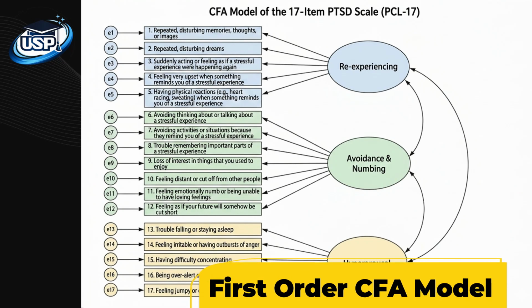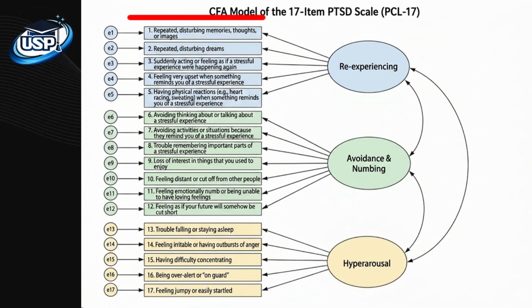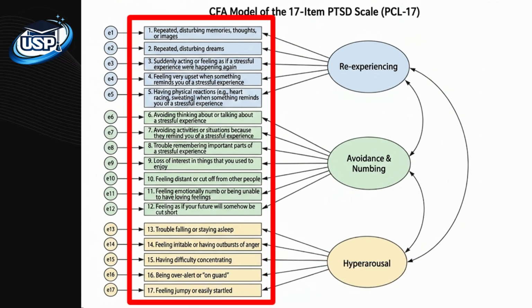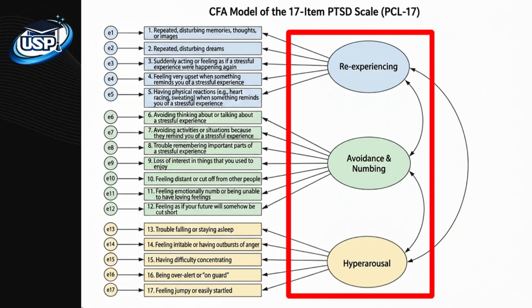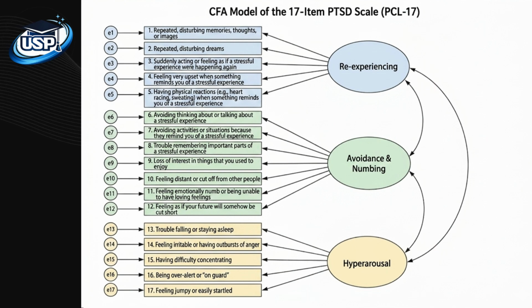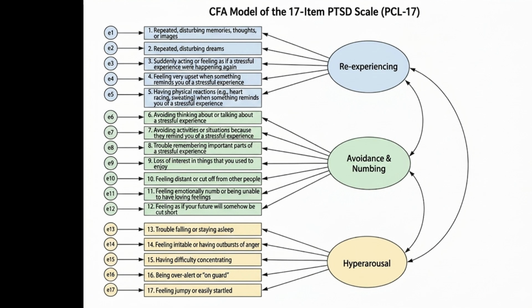For today, we'll be working on the 17-item PTSD scale, and we are theorizing that these 17 items are explained by these three factors: re-experiencing, avoidance, and hyperarousal. Now we will try and replicate this model on AMOS, and we'll try and see whether the hypothesized model holds well with the data set that we have.